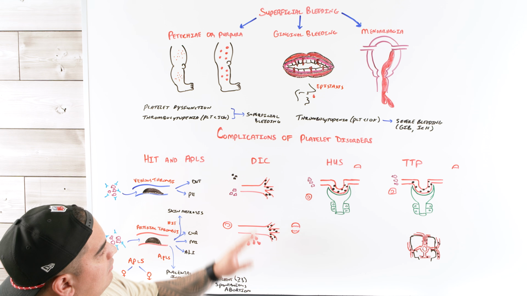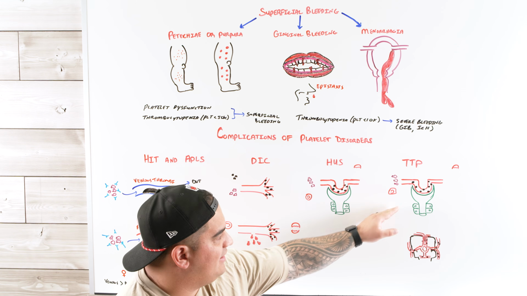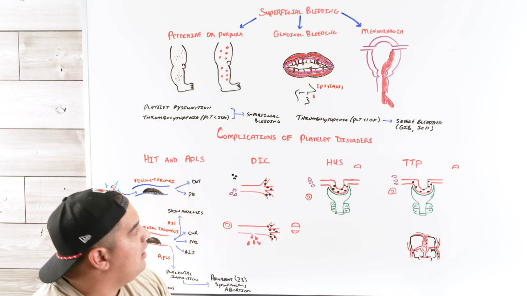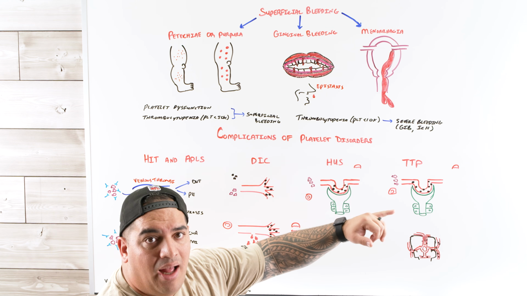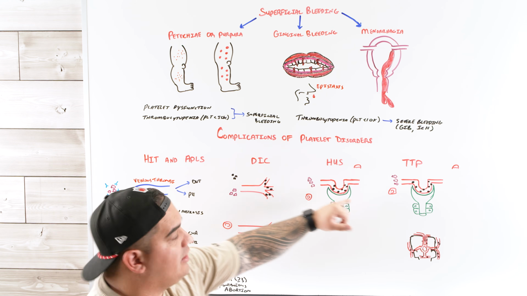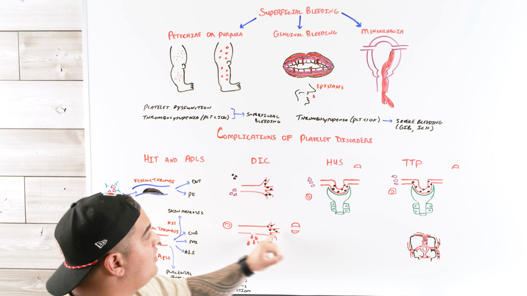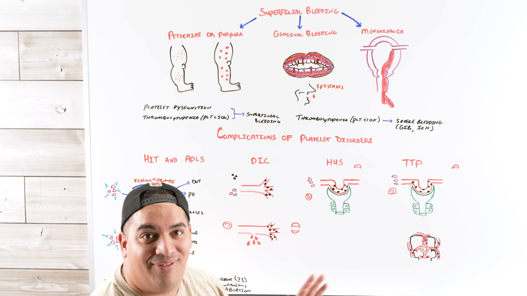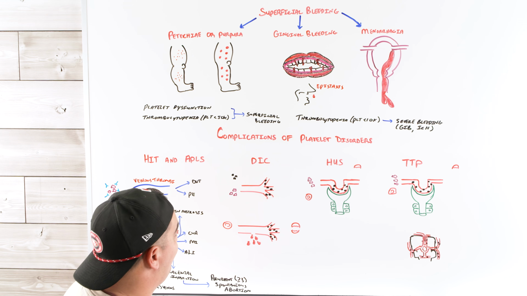All right. When you look at DIC, HUS, and TTP, you notice a common theme with all of these. They all cause microthrombi. They all cause platelet consumption. They all cause schistocytes. They all cause hemolytic anemia in all of these. That's the common theme with all of these.